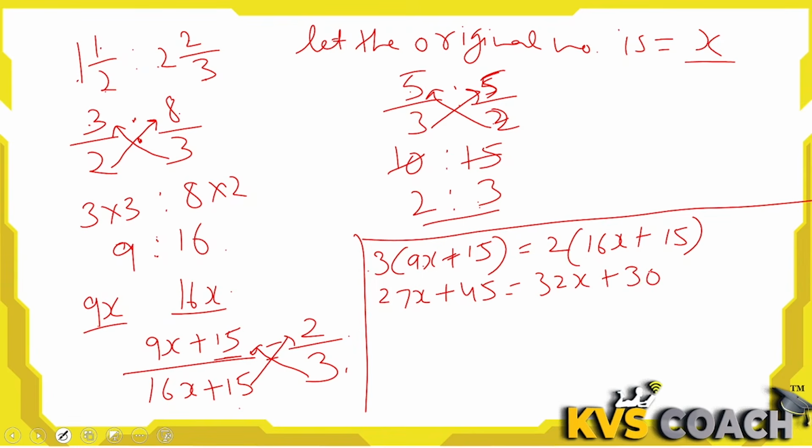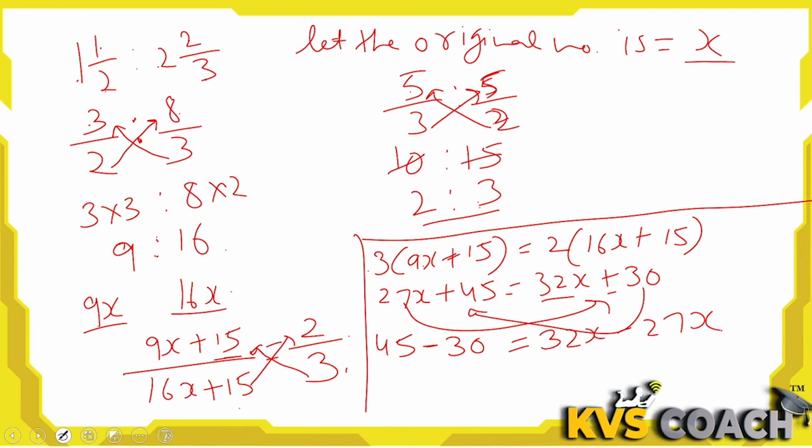Now we will take the x value on one side and the values without x on the other side. So 32x we will take here as 27x, and 30 here. So 45, and 30 here it is plus, then after changing the direction it will be minus 30, and here 32x minus 27x. 45 minus 30 is 15 and 32 minus 27 is 5x. So the value of x is 15 by 5, that is 5 3s are 15.